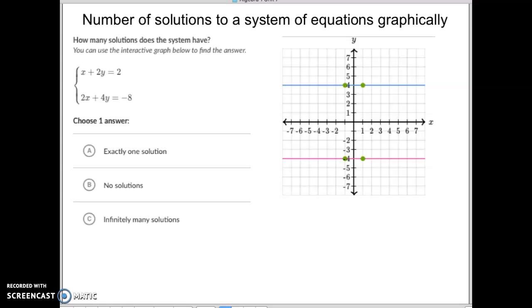I love that they do this graphically first because it gives you a pictorial of what each type can look like. First of all, when you're looking for the number of solutions in a system, you're either going to have one solution, or no solutions, or infinite solutions. There's no other choices other than those three. And I'm going to walk through an example of each so you can see what it's like.